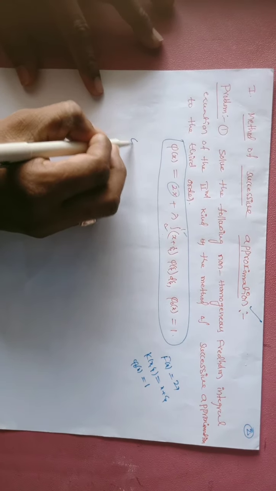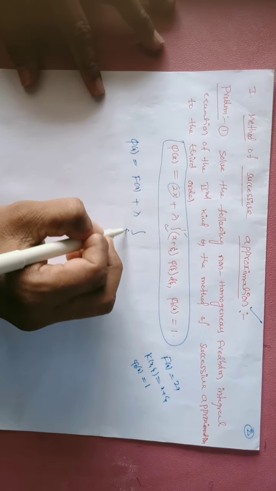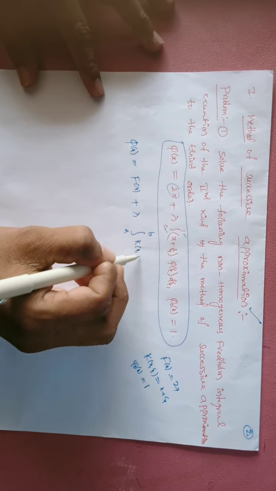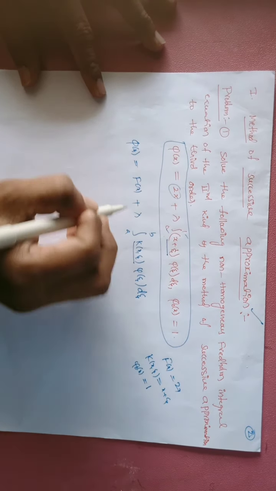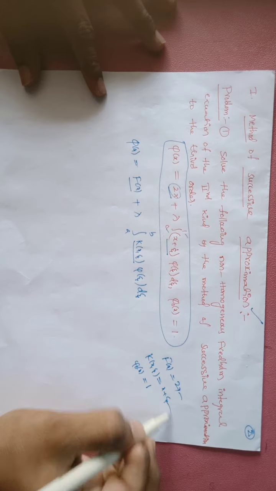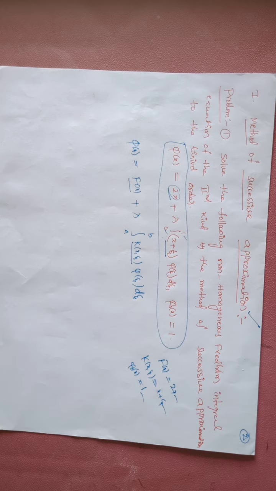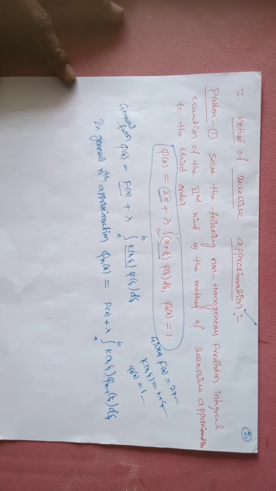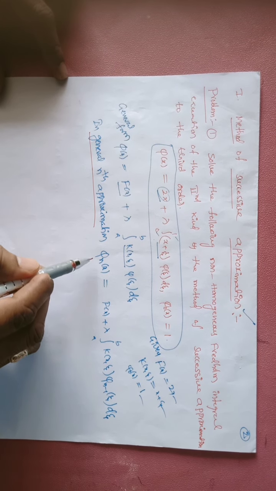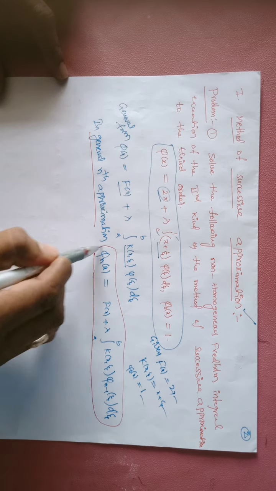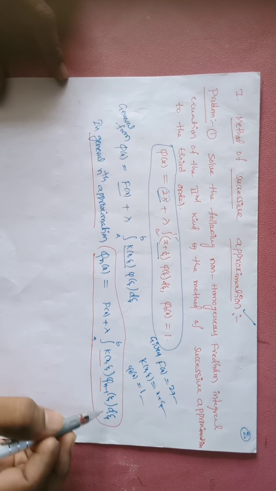That is, phi of x is equal to f of x plus lambda times the integral from a to b of k of x, xi, phi of xi d xi. So k of x, xi is equal to this one, and f of x is equal to this one. These are the given information, so that we have to solve this integral equation. In general, the nth approximation is phi n of x is equal to f of x plus lambda times the integral from a to b of k of x, xi into phi n minus 1 of xi d xi.